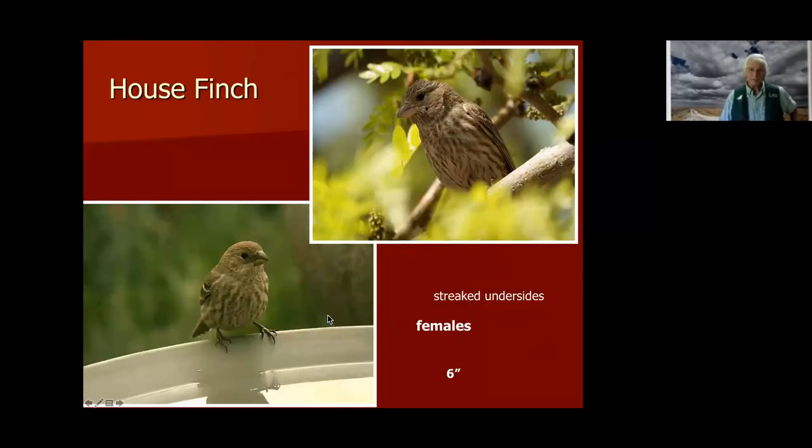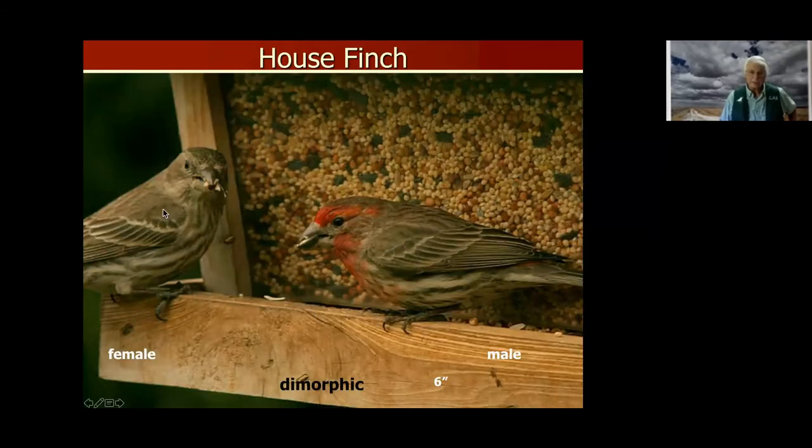Here's the female, very different. Just a nondescript LBJ, little brown job. She has a conical bill, curved at the top, all this heavy streaking on the undersides. Here's a male and a female at my hopper feeder. Male on the right, easy to recognize. Female on the left. How do I recognize it as a house finch? Well, that curved upper mandible that I pointed out, and all this streaking along the breast, belly, and the flanks, and so on. So, house finch, dimorphic.